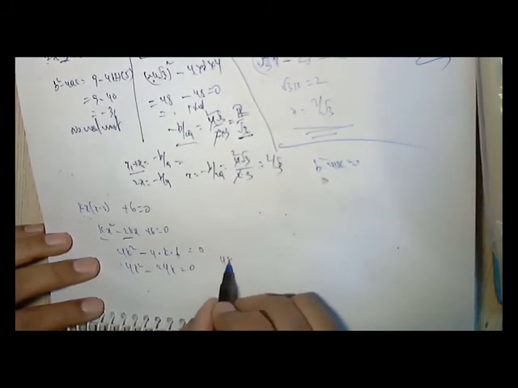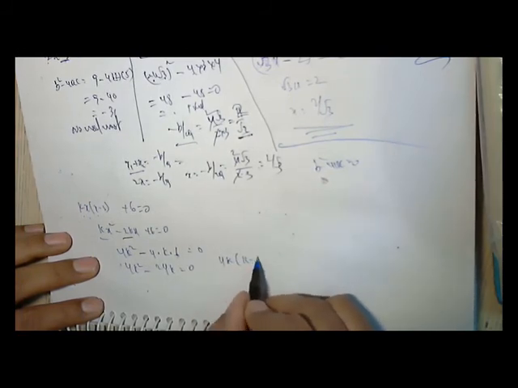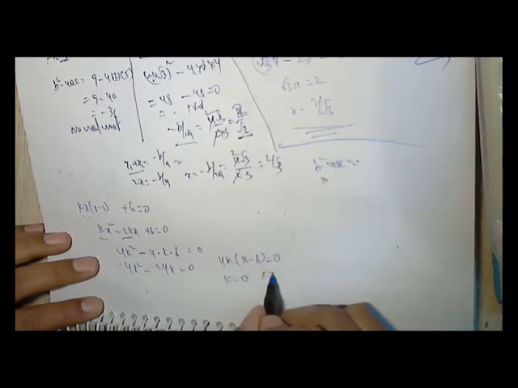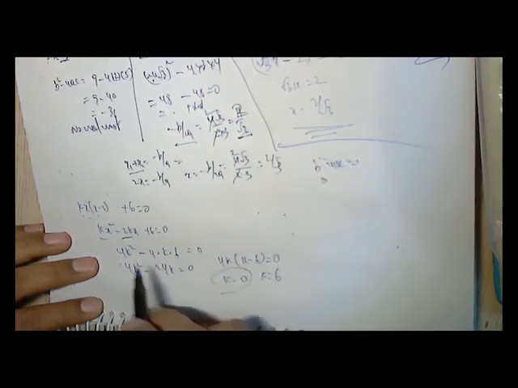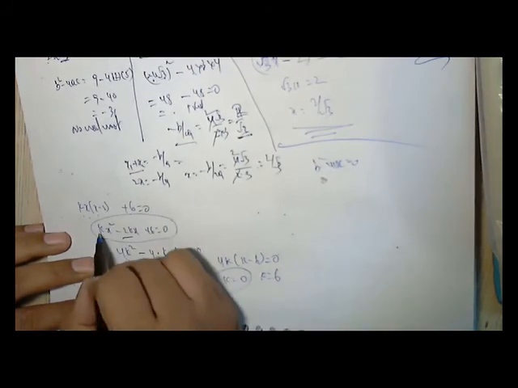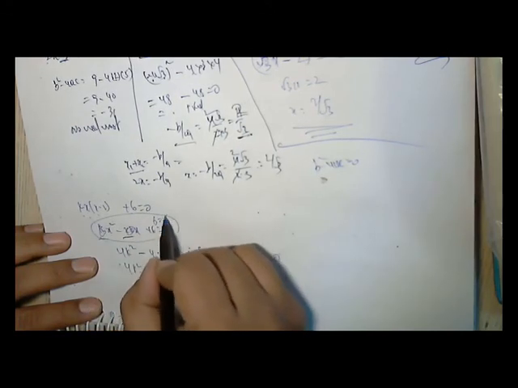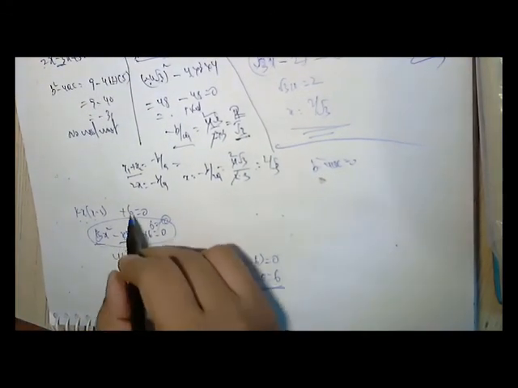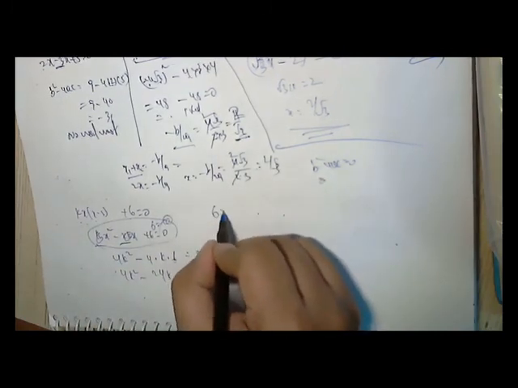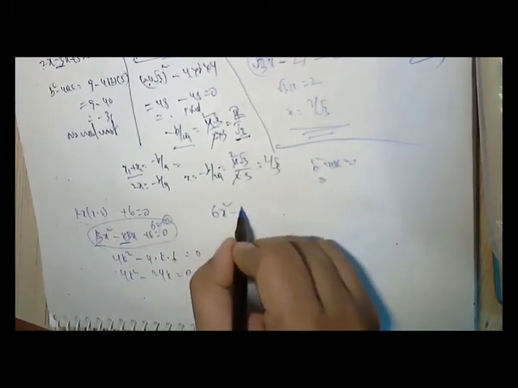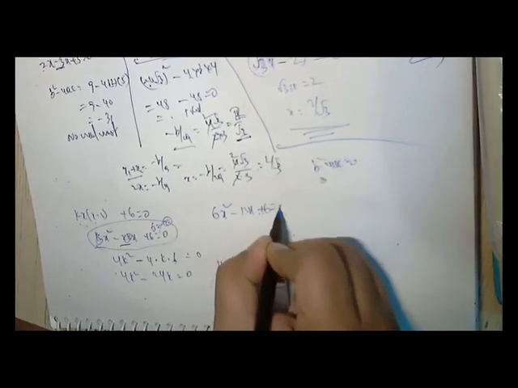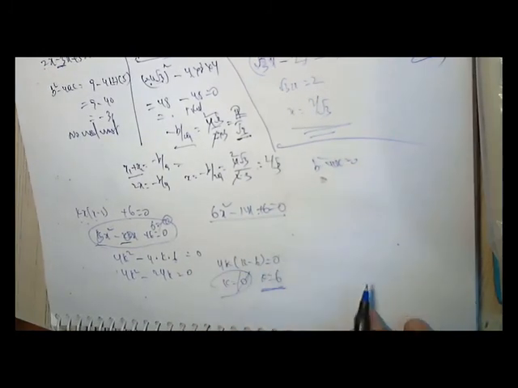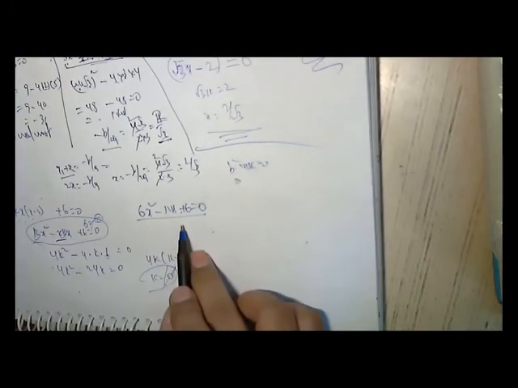That means if I take 4k out, k minus 6 is equal to 0. So either k is 0 or k is 6. If k is 0, then it won't be a quadratic equation. So this is wrong, and k is 6 is correct. So we have k is 6. Then it becomes 6x square minus 12x plus 6 is equal to 0. This is the quadratic equation.